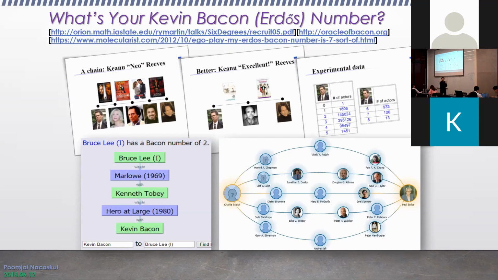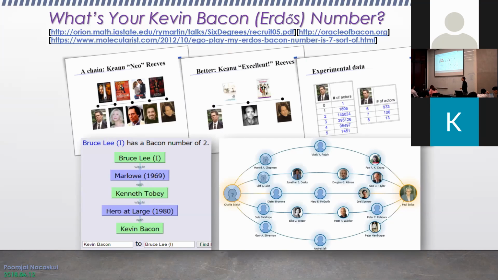2. Because Bruce Lee is in a movie called Marlowe, I don't know if you've seen it. That movie has Tenet Toby, I don't know who that is. Tenet Toby is in Hero at Large. I can see that movie, but that movie also has Kevin Bacon. Okay? So, Bruce Lee has a Kevin Bacon number of 2. You can do this with any Thai actress or actor, doesn't matter. Okay? So that's your experimental data.